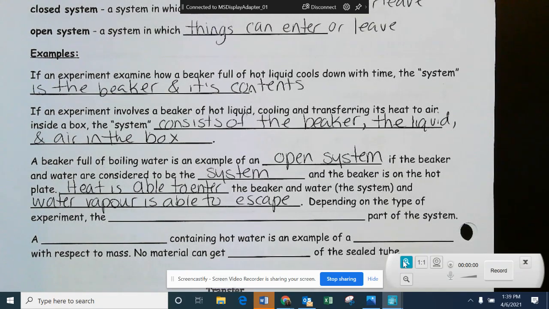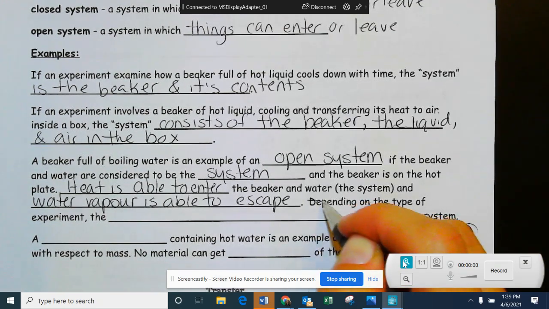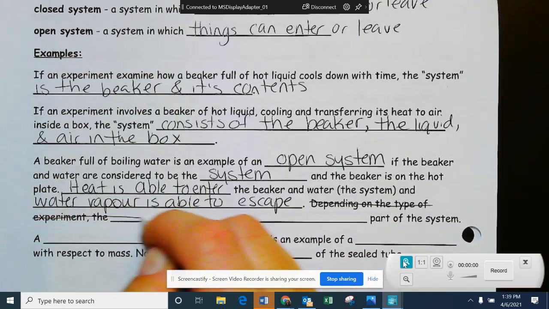So depending on, oh, whoops. Depending on the type of experiment. Oh, sorry, I put this in a weird order. Sorry, this is in the wrong place. Just ignore that.